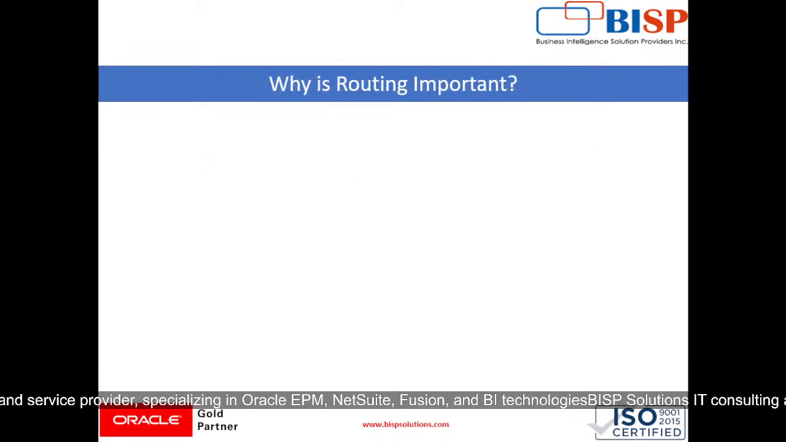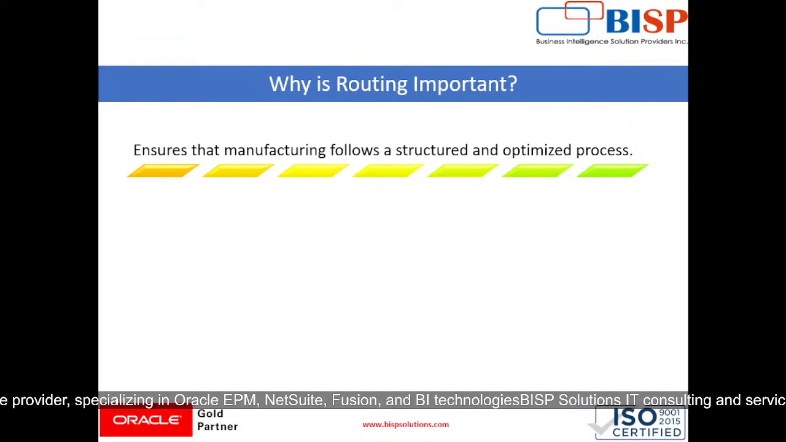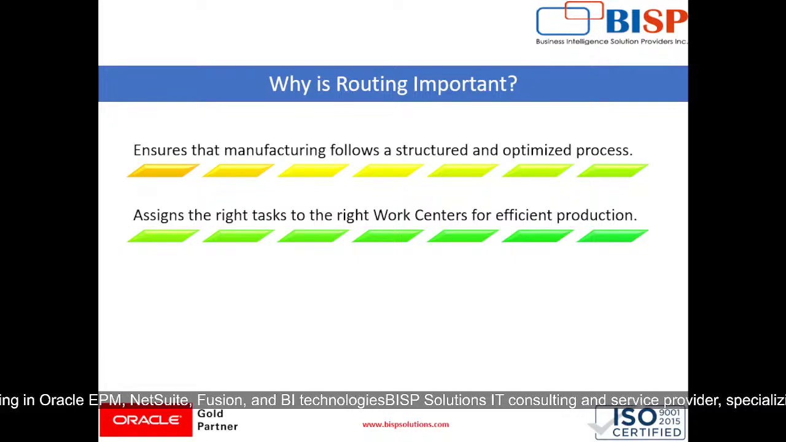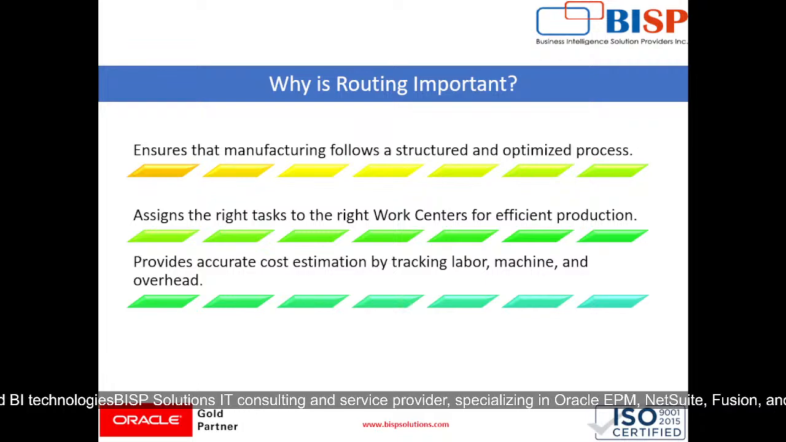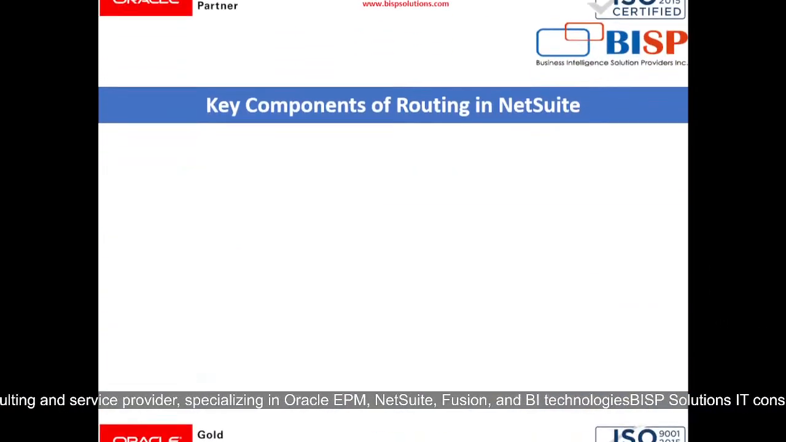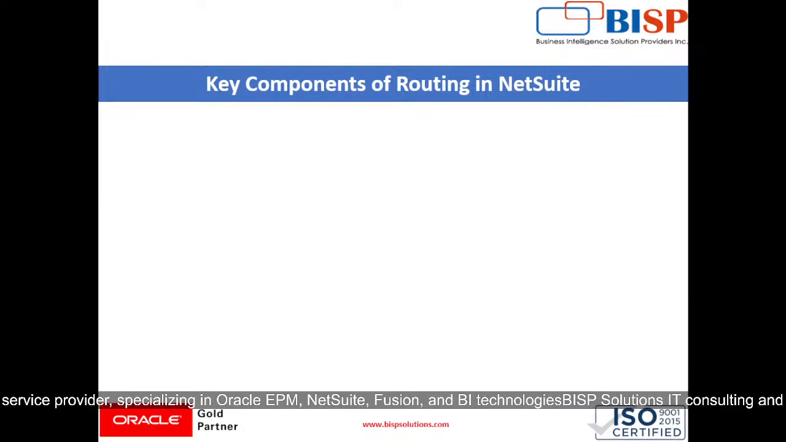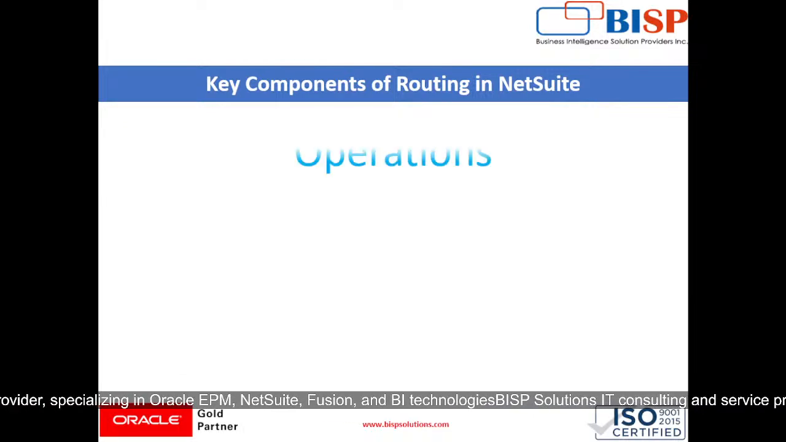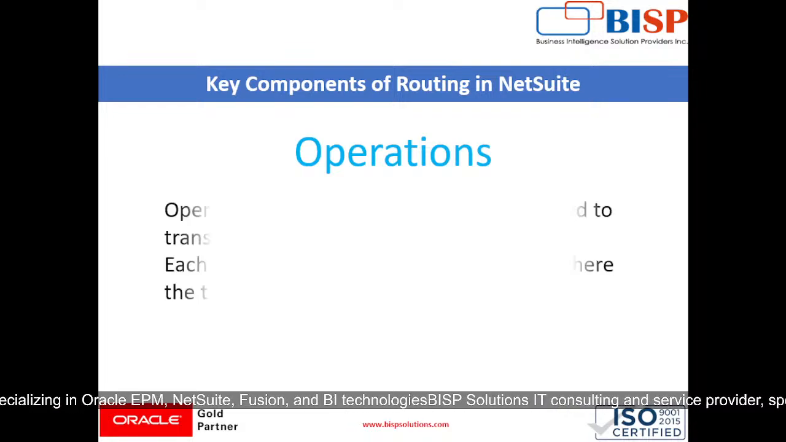Then comes why routing is important. It ensures that manufacturing follows a structured and optimized process. It assigns the right task to the right work center for efficient production, and it provides accurate cost estimation by tracking labor, machine, and overhead. It also allows better tracking and control of the production process.